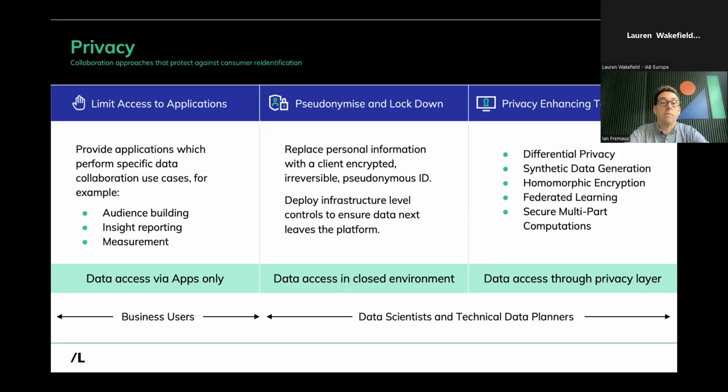So creating specific applications that can be used to deliver those use cases that we talked about earlier. So having an audience builder, having a set of reports that give you that insight about shopper behavior, for example, having pre-packaged reports on things like sales lift measurement. So if your data collaboration platform provides those different applications, it has kind of two big benefits.